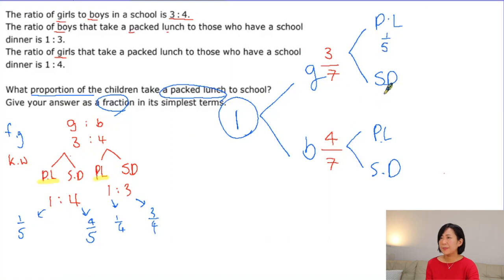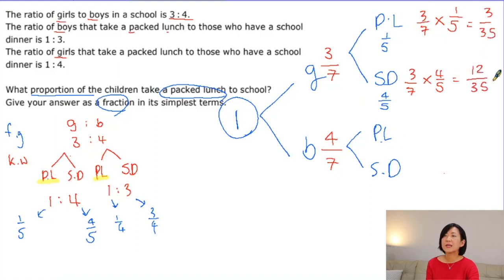As you can see, packed lunch of girls is 1/5. So you need to think about 1/5 of 3/7 is having packed lunch, right? So 1/5 of 3/7 having packed lunch, and then 3/7 times 4/5 of girls having school dinner. So let's calculate them. 3/35, 12/35. You add them together, it brings you 3/7 because that is the number of girls, right?